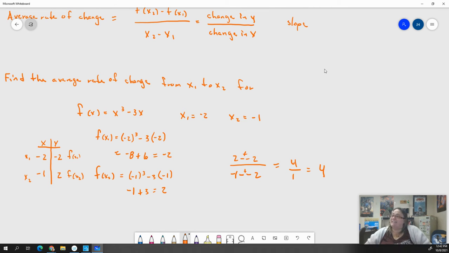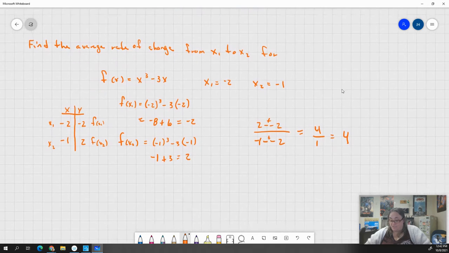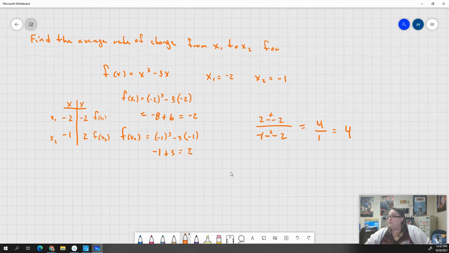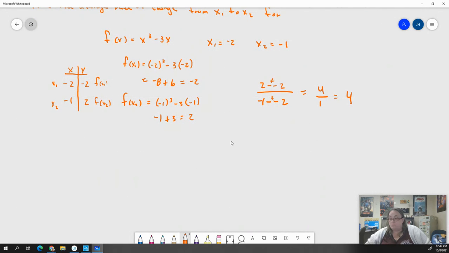We'll do one more together using the same equation because I didn't write down another equation. But what if we want to know, we'll look at the same f of x equals x cubed minus 3x. It doesn't matter what the equation is. It's just how we're going to find our y. And say we want to go with x1 equals, what did I write down?